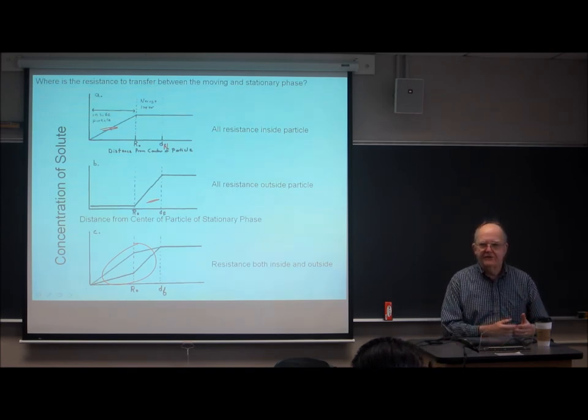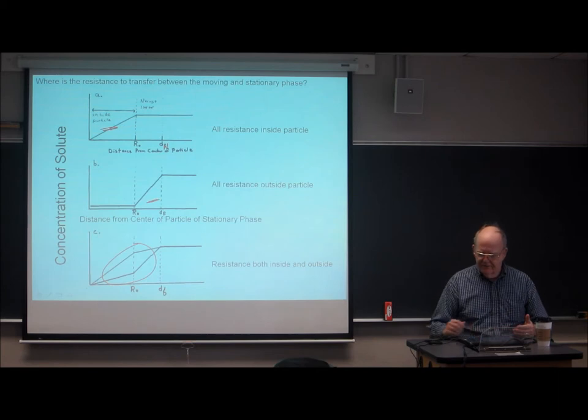You know where the resistance is going to be. It's going to be where the diffusion coefficient is very, very small. And so in gas chromatography, typically the stationary phase is the dominant resistance to mass transfer. And that tells you you want to use a very thin film of stationary phase.